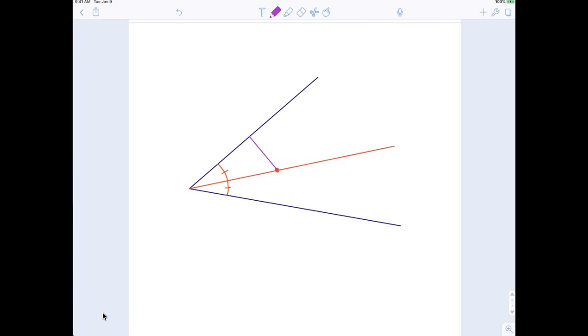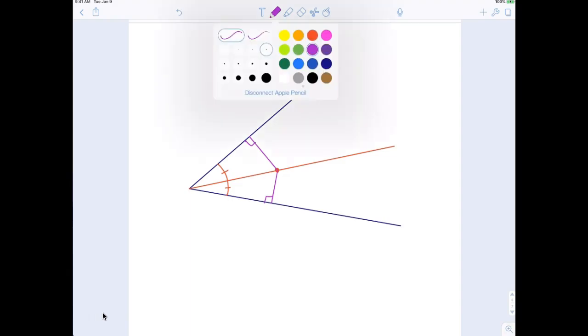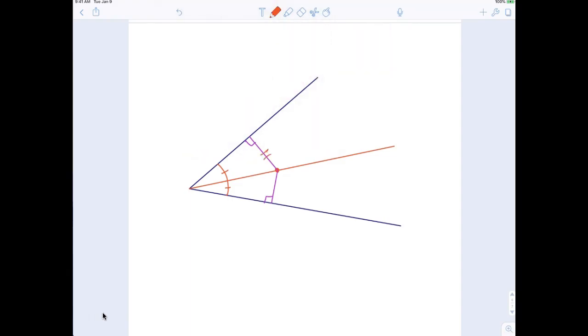So this is perpendicular. Do you agree with that? And then down here, if I draw here, that would also be perpendicular. Does everybody agree? Now the question is, what do you think is true about this measure and this measure? They are definitely congruent. Now, how do I know they're congruent? Well, there's lots of ways.